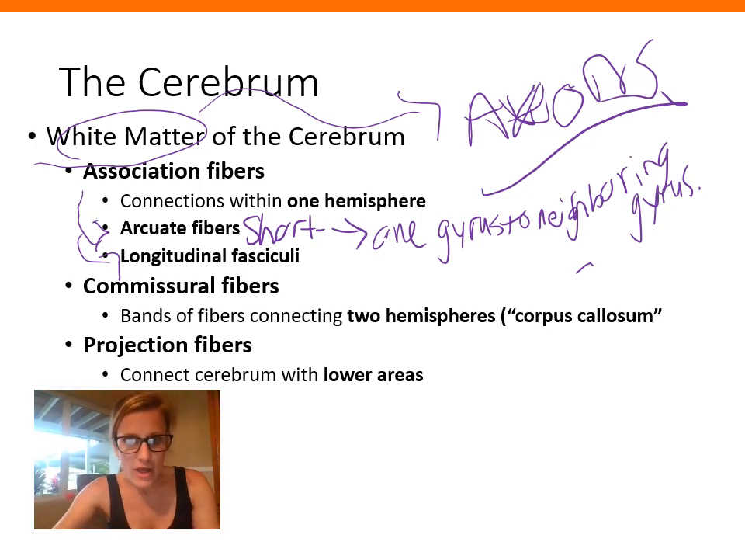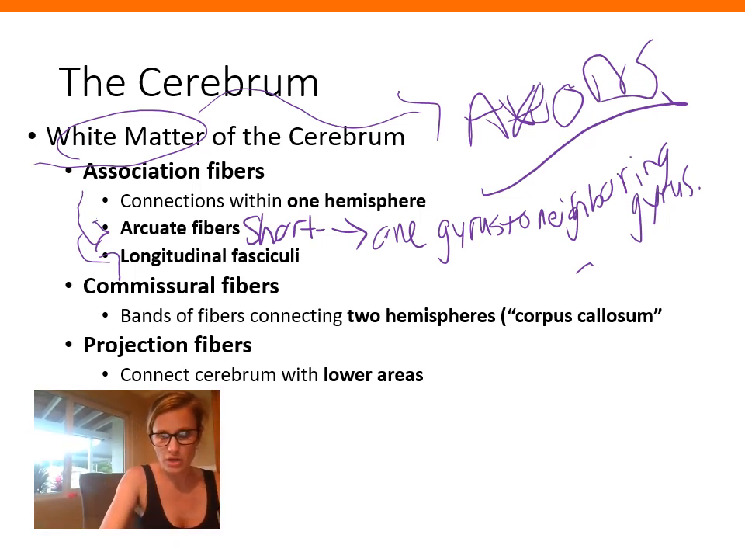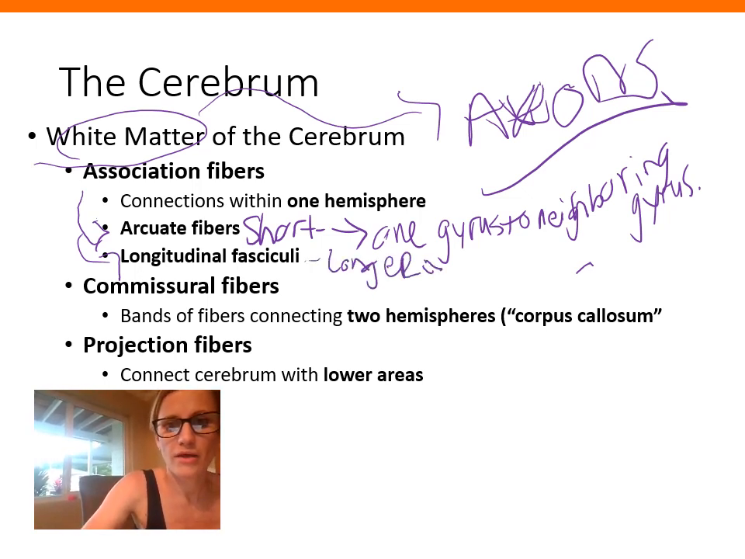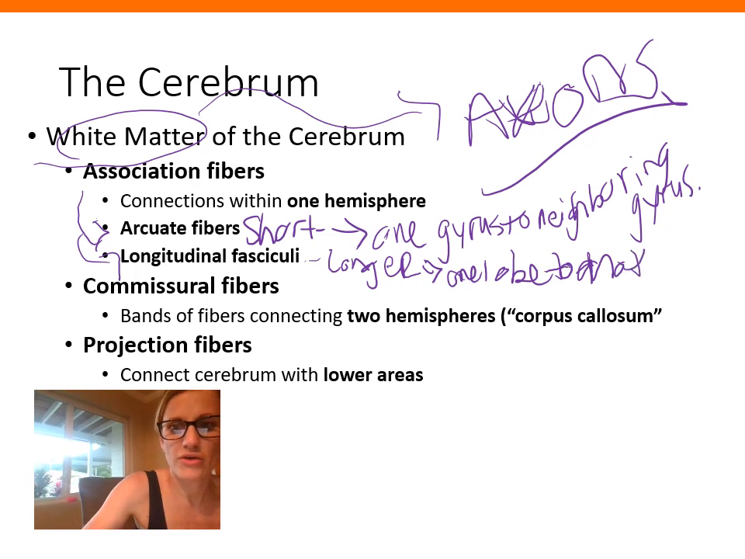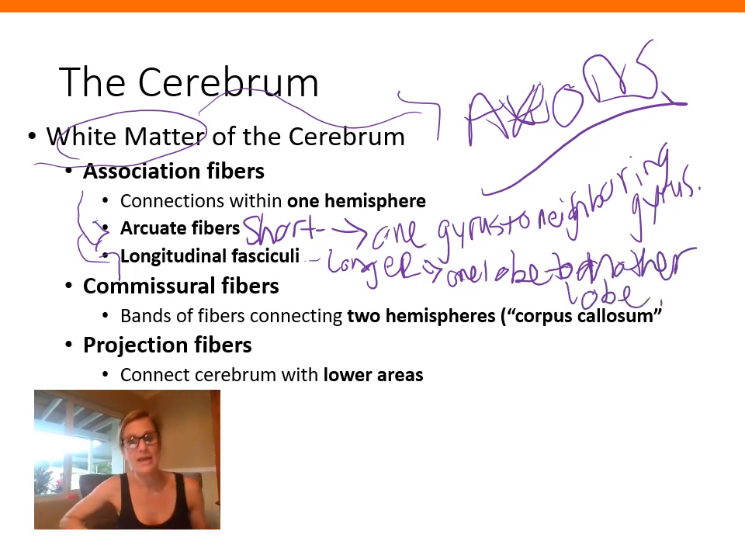Longitudinal fasciculi are longer, little bundles of axons that go from one lobe to another lobe in the same hemisphere, right? So longitudinal fasciculi are longer. They go from one lobe to another lobe, again, in the same hemisphere.